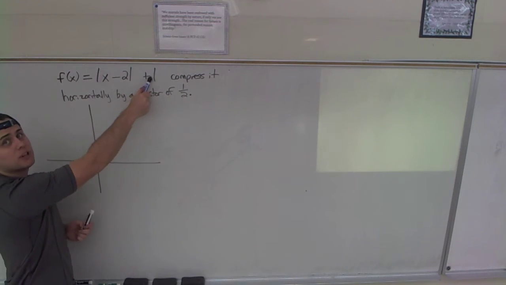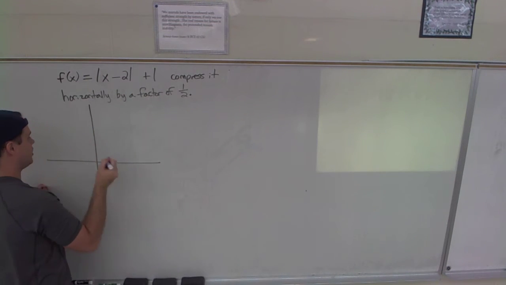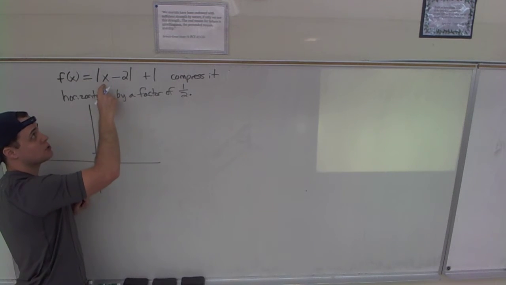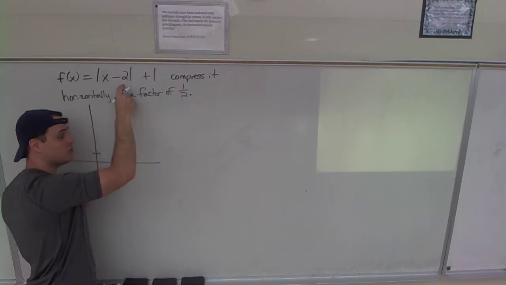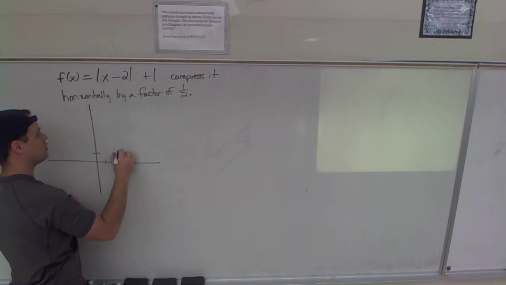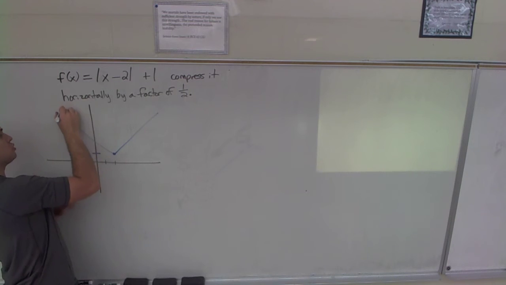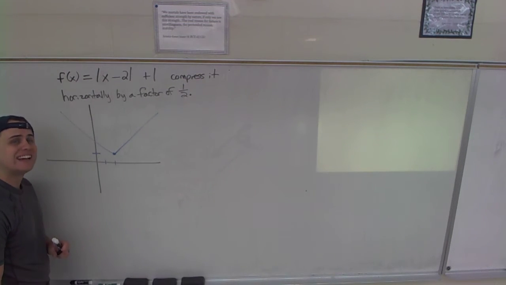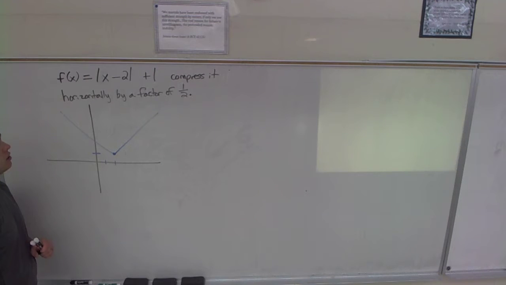So outside we have plus 1, that's vertical, that means up 1. Inside we have minus 2, or the distance between x and 2, not negative 2. So that's right by 2. So there's the new vertex. There was no stretch or anything, so it should be up 1 over 1 for the slopes on those V lines. So now I want to take that and compress it horizontally by a half.